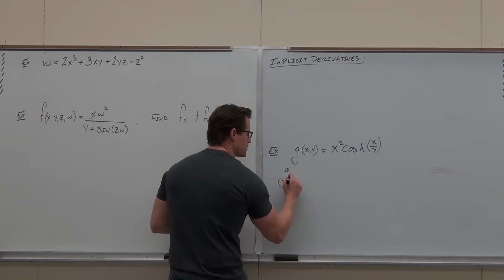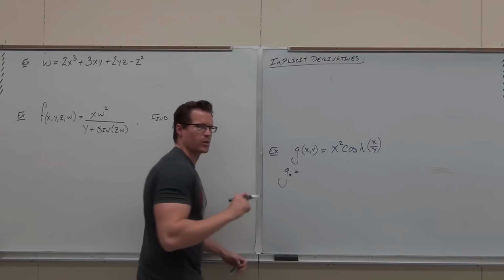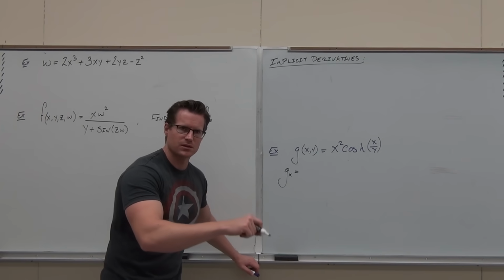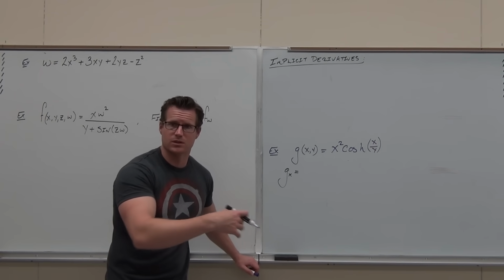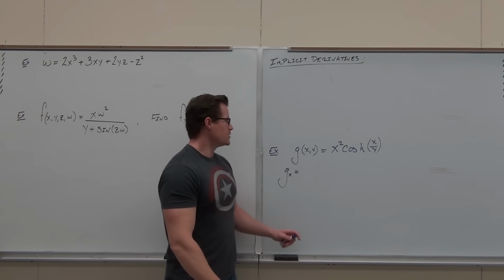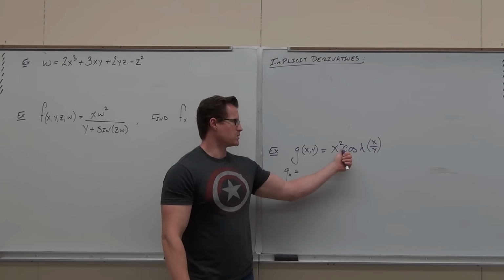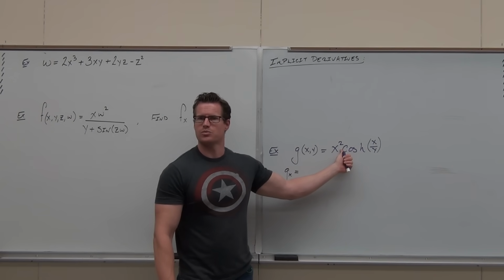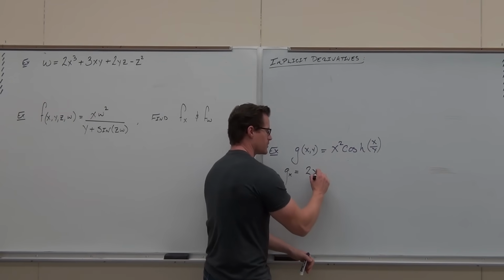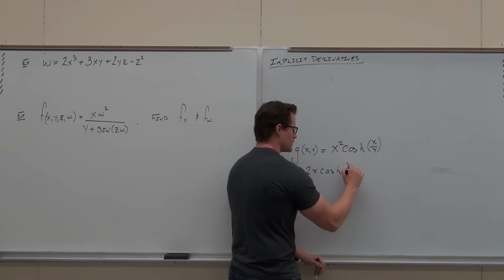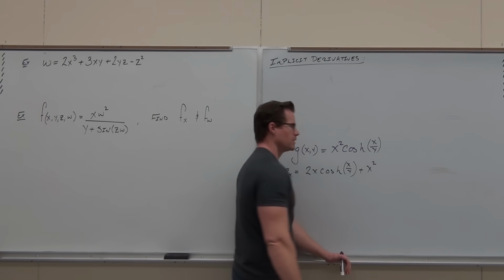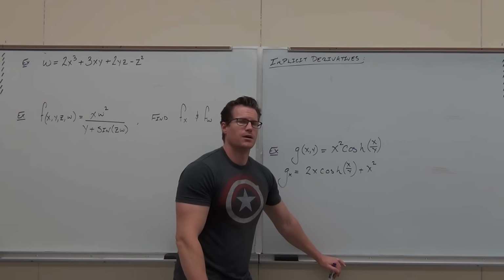If I want the partial of g with respect to x, what's my independent variable? Always think through that. What's my independent variable? X. What's being held constant? Y. Good. Every other variable. So in this case, y is the only one. Do I need a product rule here? Yes or no? Everybody, yes or no? So product rule says derivative of the first times the second plus the first times the derivative of the second.